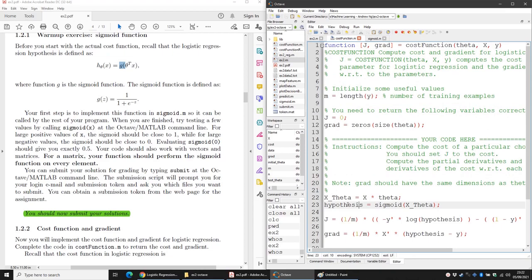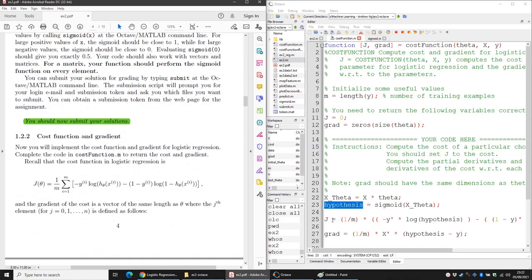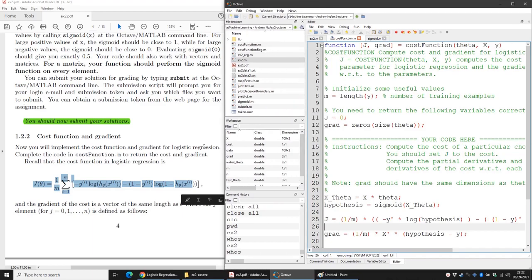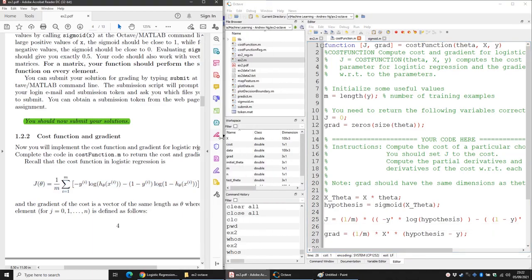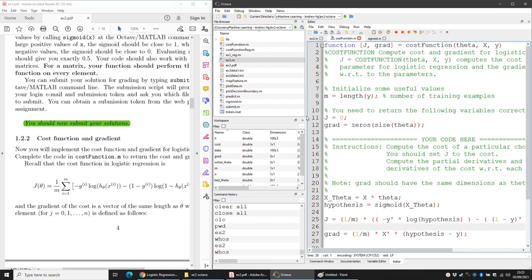Once we have the sigmoid, we have the hypothesis. Fantastic. Now what do we do? Now we just calculate the cost. This looks a lot more complicated than this simplistic line written here. What's the deal? What's happening? Let's look at that. Nothing is the deal.